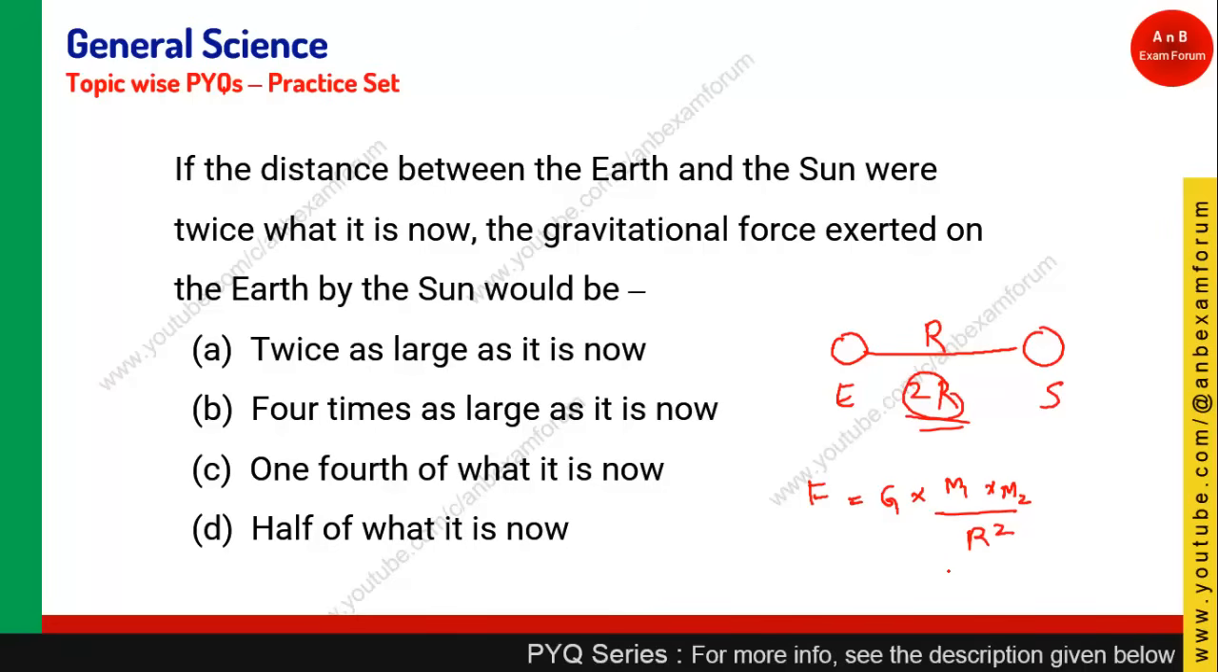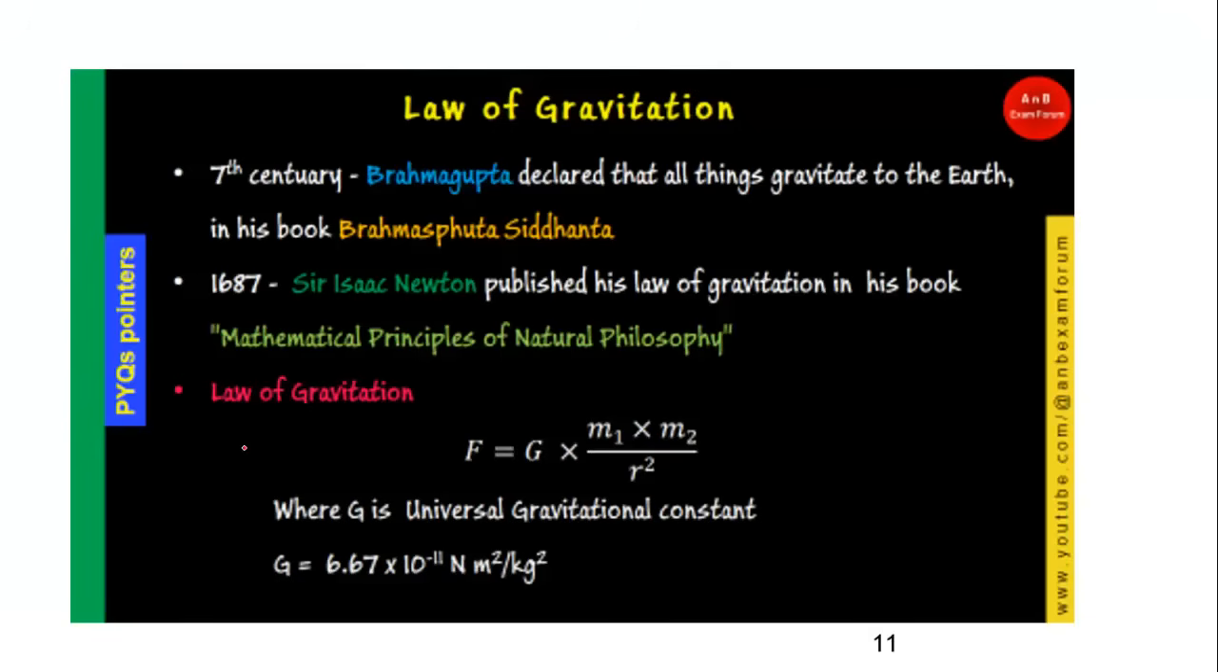If in place of r you put 2r, it becomes (2r) squared. So in proportion, the force becomes 1/4 of r², which means the gravitational force becomes 1/4 of what it is now. So option C, those who have given it, are right. Such types of questions you can expect in your exam for general science. We have already seen these formulas, right?